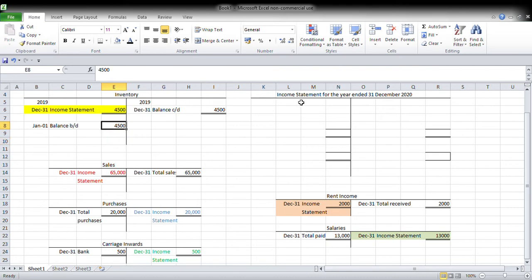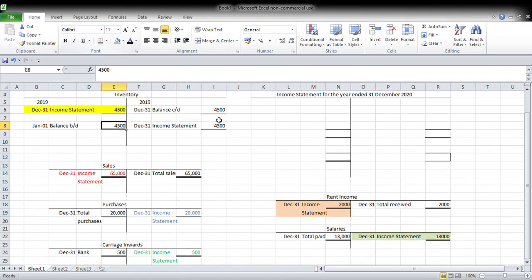When I do my income statement for 2020, I have to first transfer this opening inventory into the income statement. Now how do I do that? At the end of 2020, I will transfer this amount to the income statement first. Notice this is a credit entry here. I will highlight this in a different color, then you can see. So credit this account, debit here.